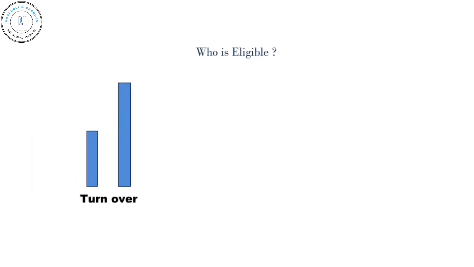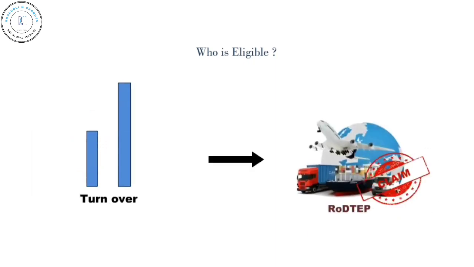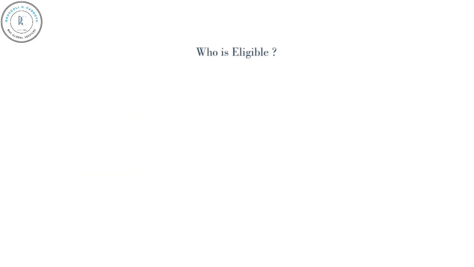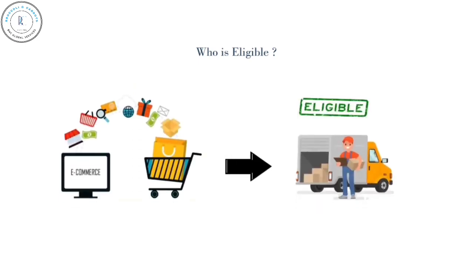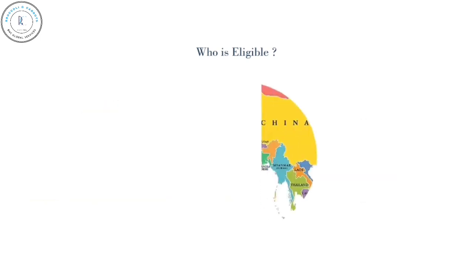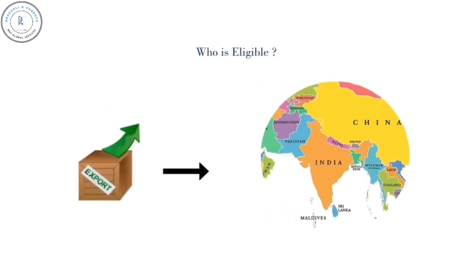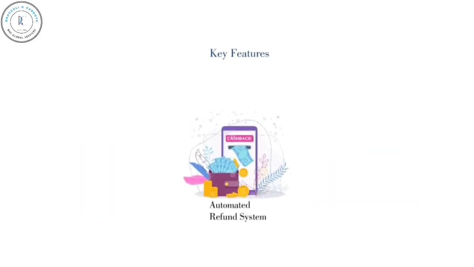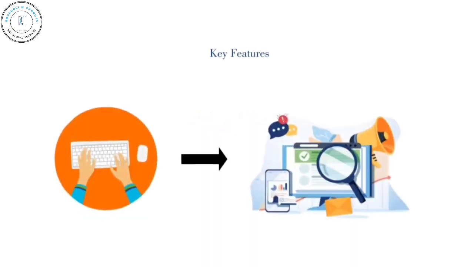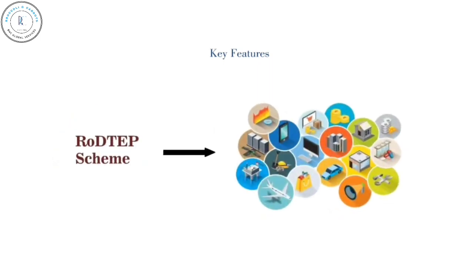There is no minimum turnover criteria to claim RoDTEP. Goods exported through e-commerce platforms via courier are also eligible. Country of origin of the exported products should be India. Re-exported products are not eligible. Key features: remission of taxes or duties or levies, automated refund system, speedy clearance through digitalization, scheme for all sectors.